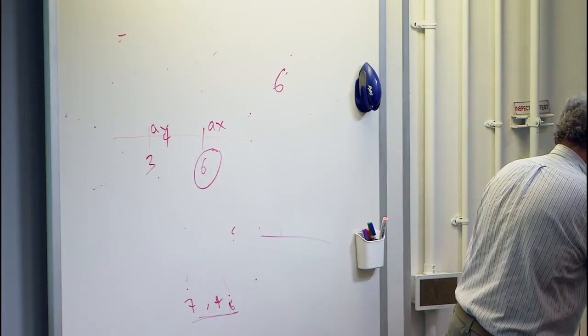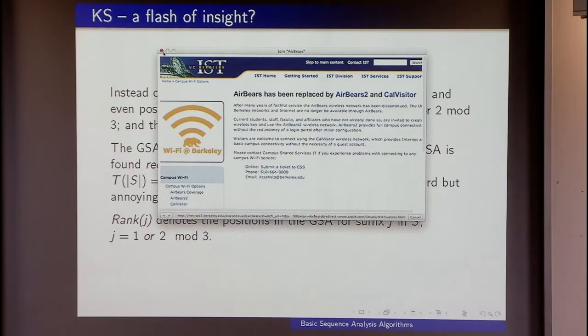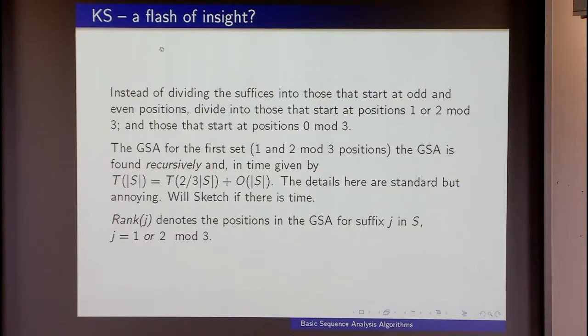So that's where it sat for a while until Kärkkäinen and Sanders and these other ones. And to me, this is a story that I would love it if I met one of them and they said, "Oh, one day I was taking this long shower and it hit me," because it's one of those little ideas: you don't divide the suffixes into odd and even positions, but instead into those that start at positions 1 or 2 mod 3 versus those that start at position 0 mod 3. So one list is the positions 1 and 2 mod 3 and the other is 0 mod 3. The first list is twice the size of the second list, but you divide them that way. Then you recurse, and then the merging is trivial, as I'll show you.